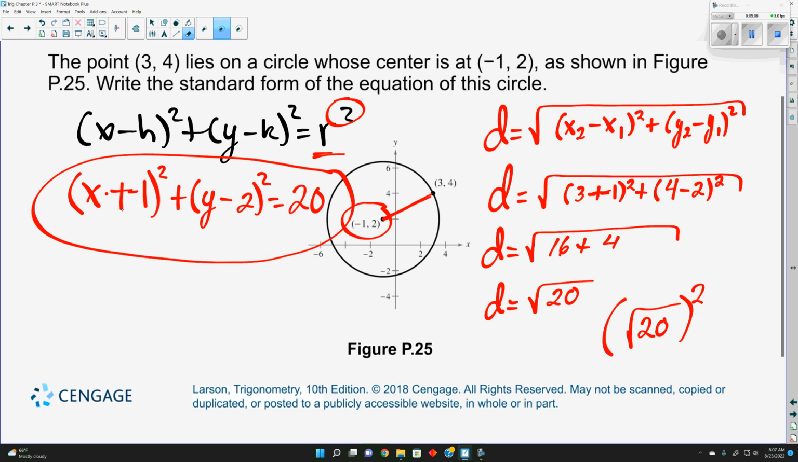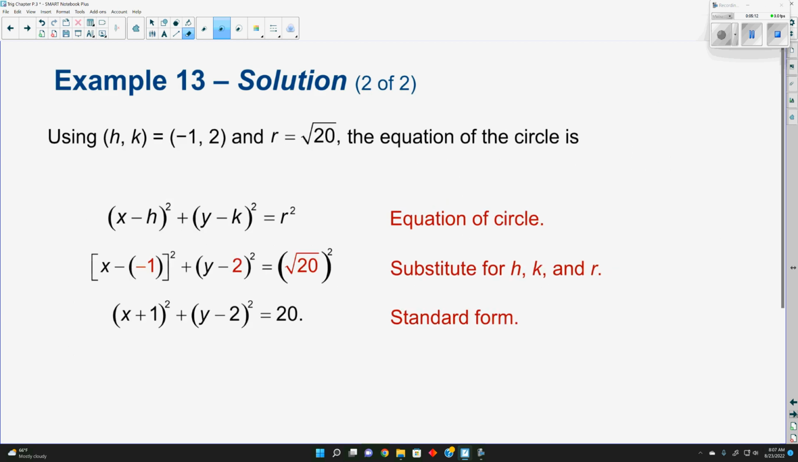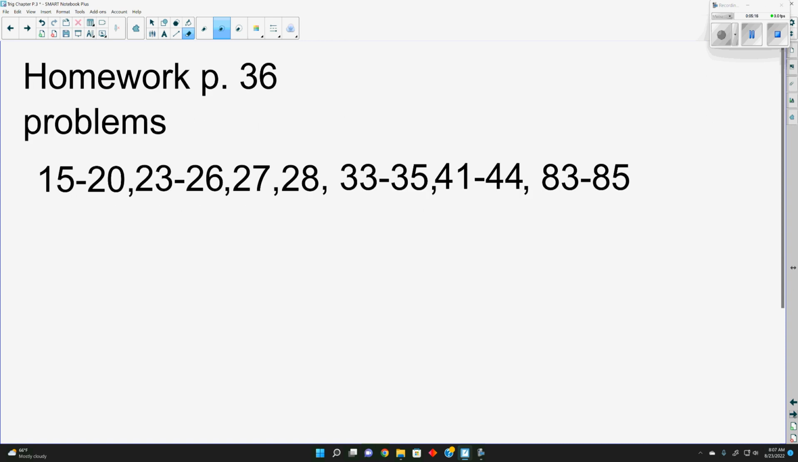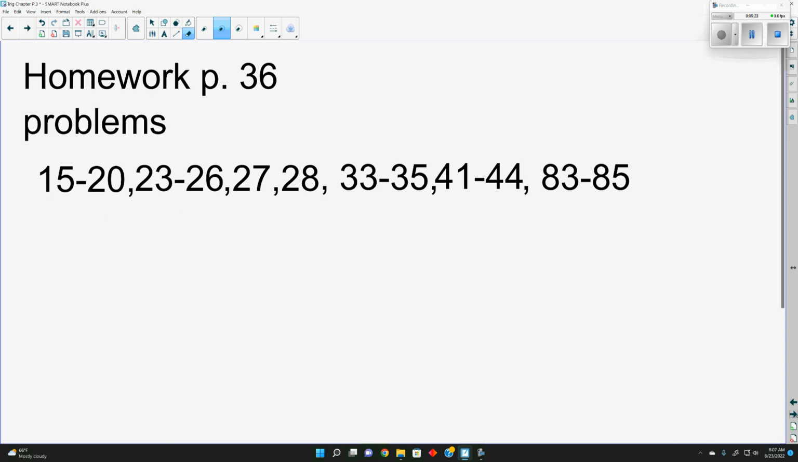Any questions on what we did here? Found the square root of 20, plugged everything back in, and got our standard form. Any questions on any of this here? Okay. So this here is the assignment.